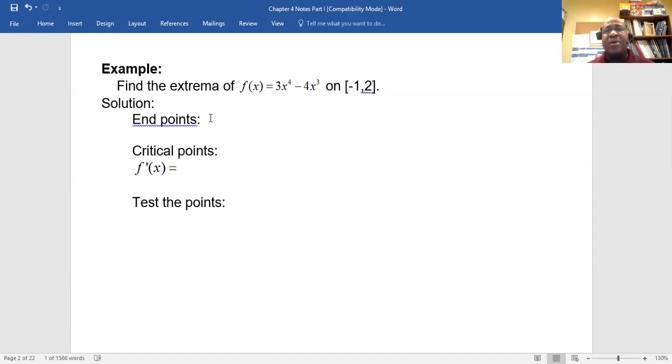Now, it should go without saying that this function, being a polynomial function, does satisfy the conditions of the extreme value theorem because it is a continuous function. Polynomial functions are continuous over their entire domain. And we have a closed interval from -1 to +2. So now let's take a look, and let's switch over to the whiteboard.